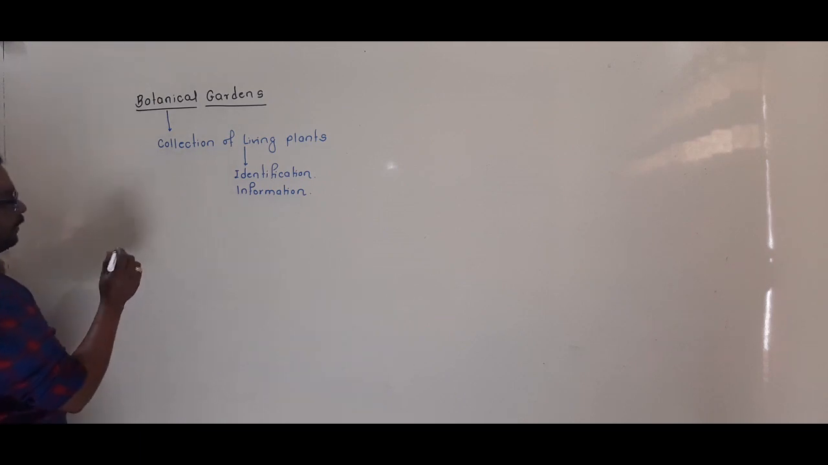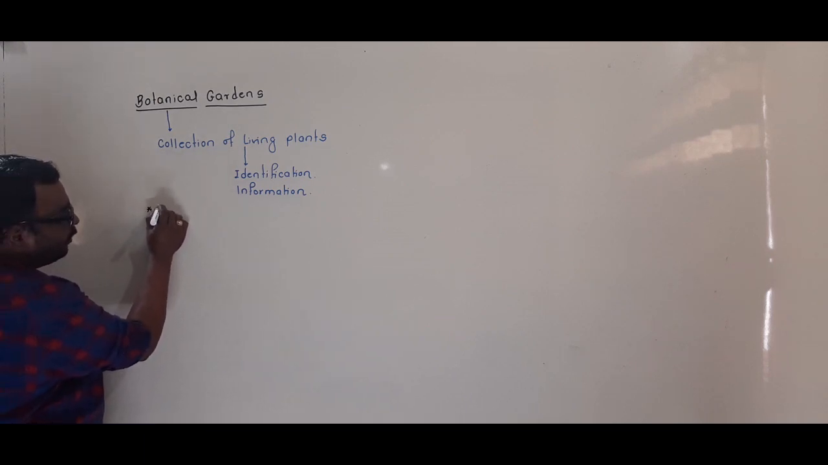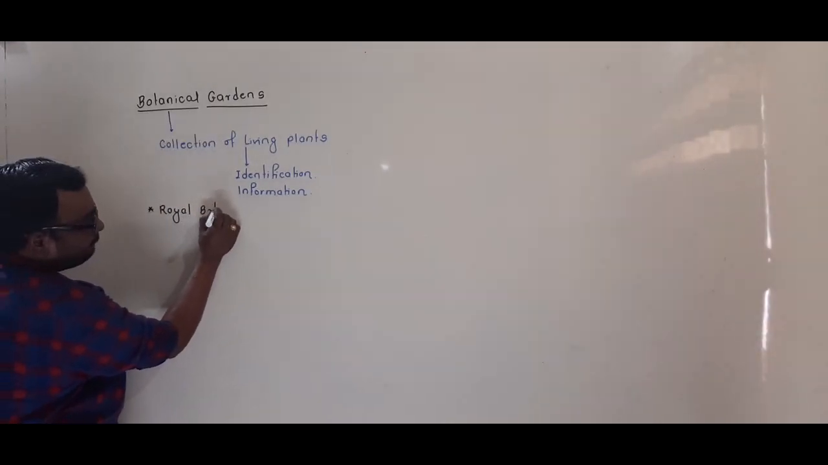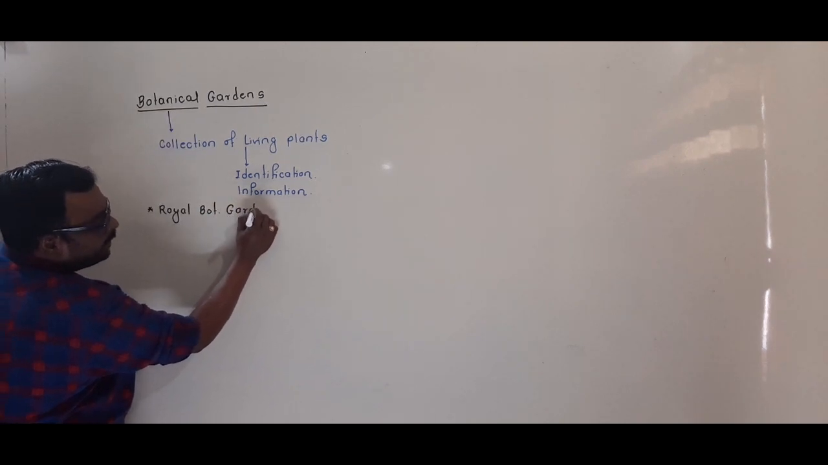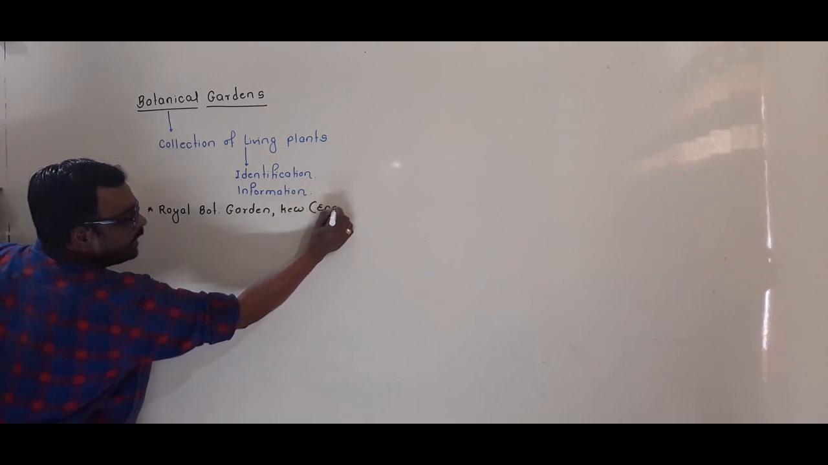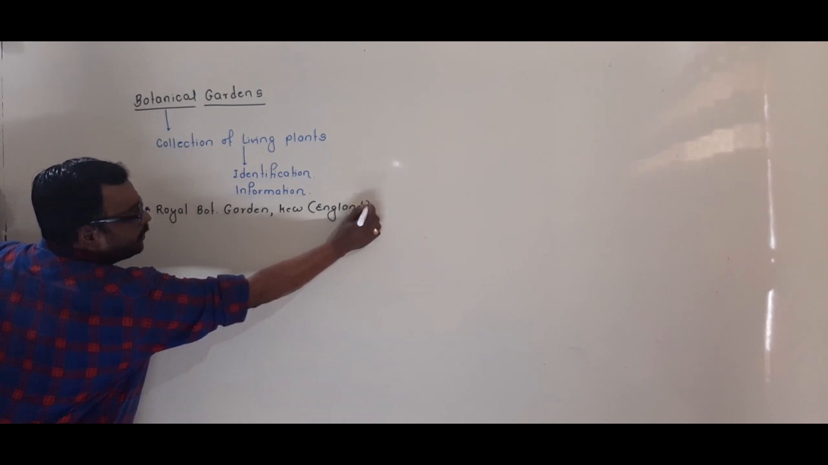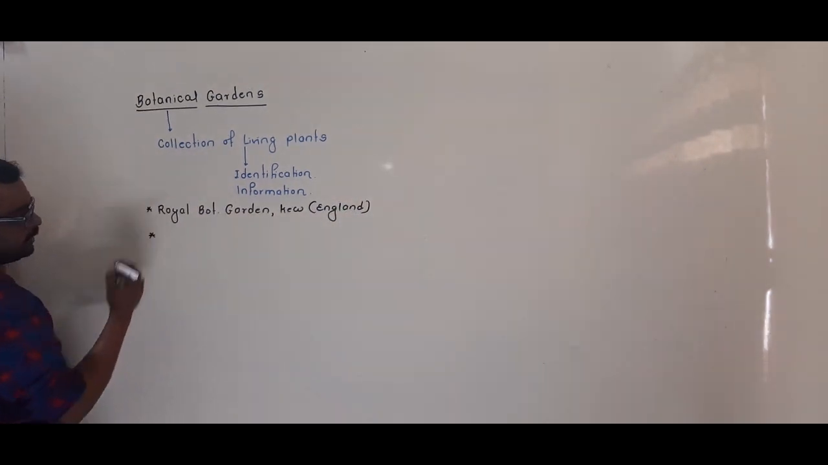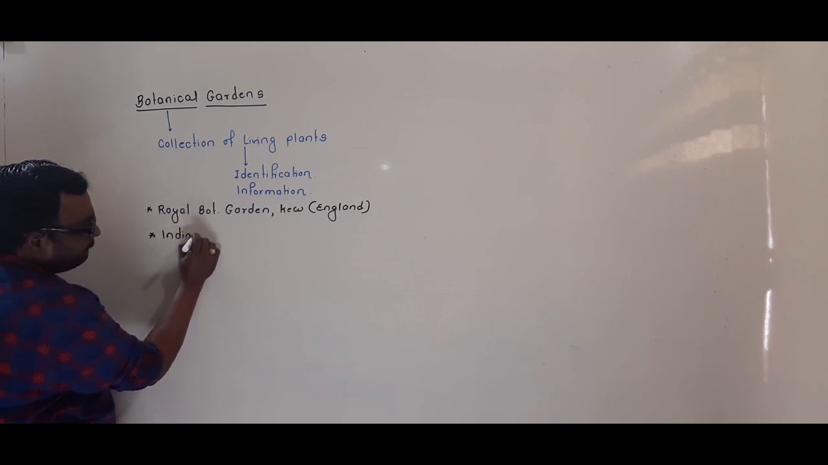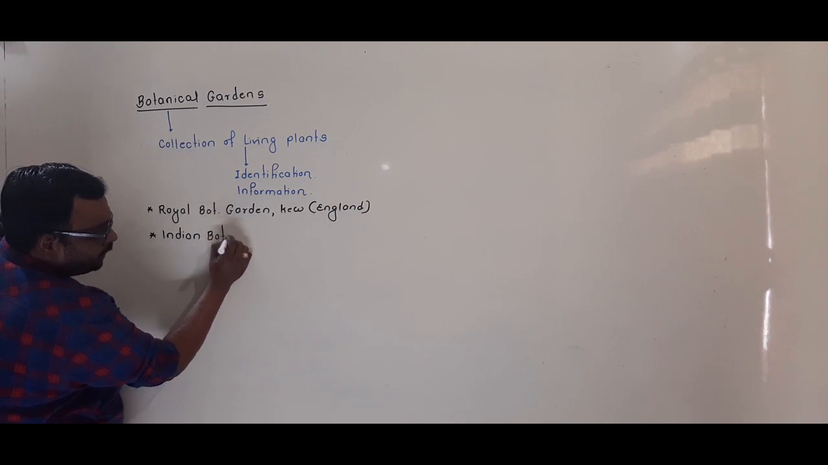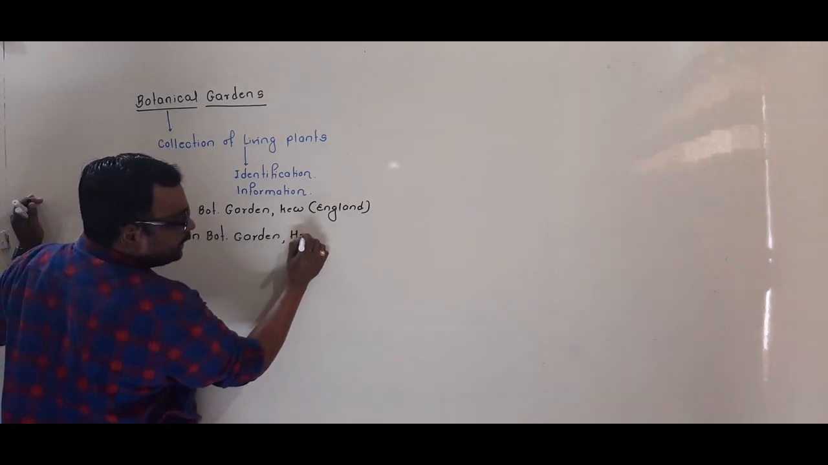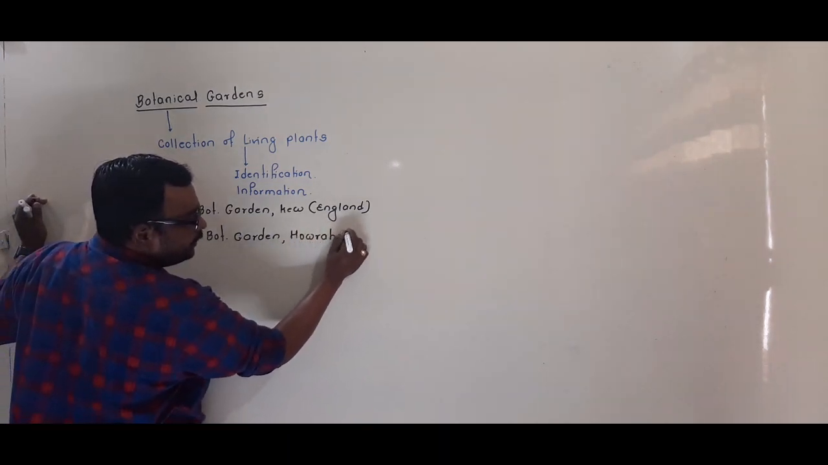You have to remember three examples regarding botanical gardens. The largest botanical garden in the world is the Royal Botanical Garden. This Royal Botanical Garden is located in Kew in England. This is the largest botanical garden in the world. Now when you talk about India, there is the Jagdish Chandra Bose Garden, commonly called the Indian Botanical Garden. This Indian Botanical Garden is located in Kolkata, or you can say it is located in Howrah in West Bengal.